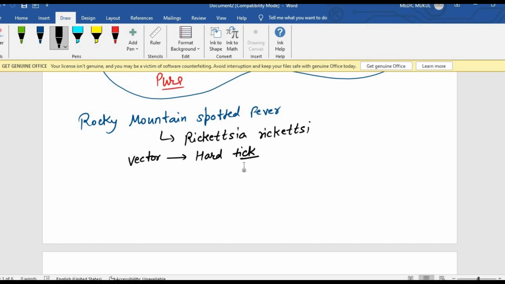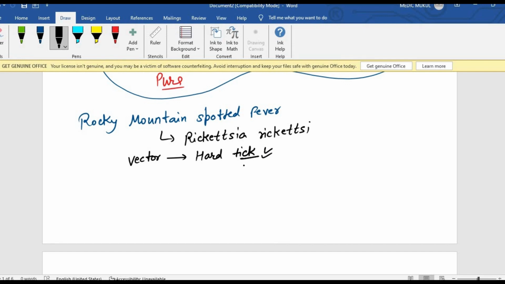Please share the notes of the... If everything is perfect till the end, I will say. If not, then it will be a problem for me only. Right? The Rocky Mountain Spotted Fever, Rickettsia rickettsii. Okay? And the vector is what? The vector is the hard tick.